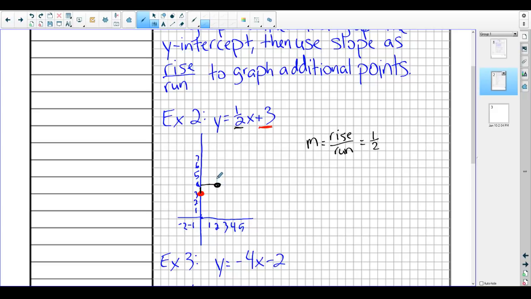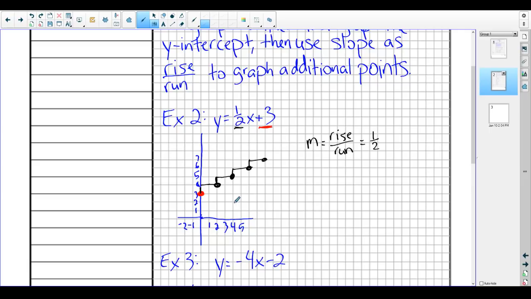I can go from here, I can go up 1 and over 2. I can plot another point. And I can keep going. I can go up 1, over 2 again. I can go up 1, over 2 again. So on and so on forever.